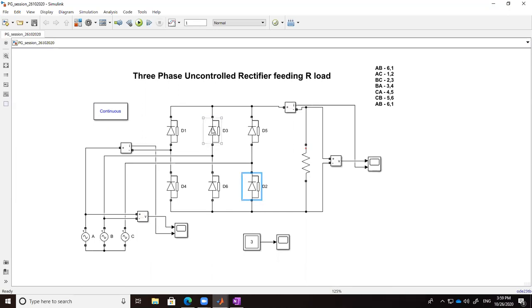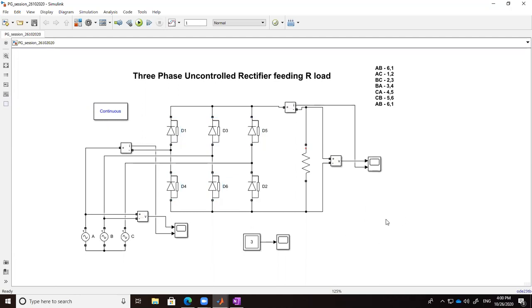2 and 3, then 3 and 4. So this is BA. Then CA, that is 4, 5. So 5, 4, C, A. Then 5, 6. So C, B. And 6, 1. So A, B.